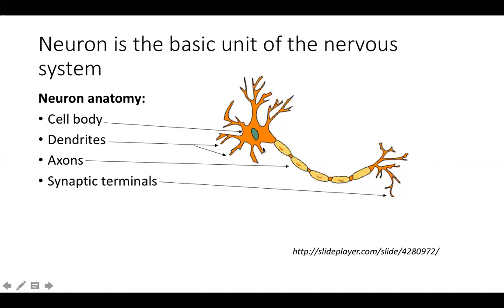Here we have the cell body. The cell body is the core of the neuron, which is similar to the cell body of other types of cells in our body. For example, cells that make up our skin and our other body parts.